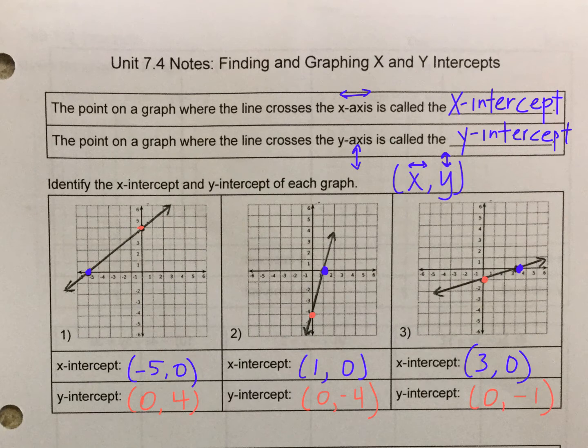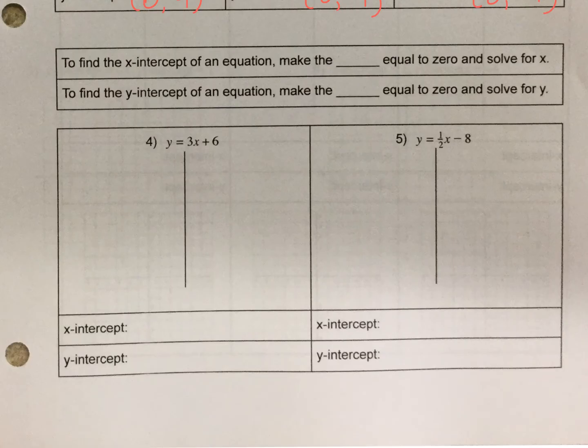If you look, you will see a pattern. Every answer has a 0 in it. -5, 0, 0, 4. 1, 0, 0, -4. 3, 0, 0, -1. So all of your answers are going to look similar to that. So we just looked at a graph, and I told you where the x-intercept and y-intercept are. But what happens when we don't have a graph? We have to do it mathematically.